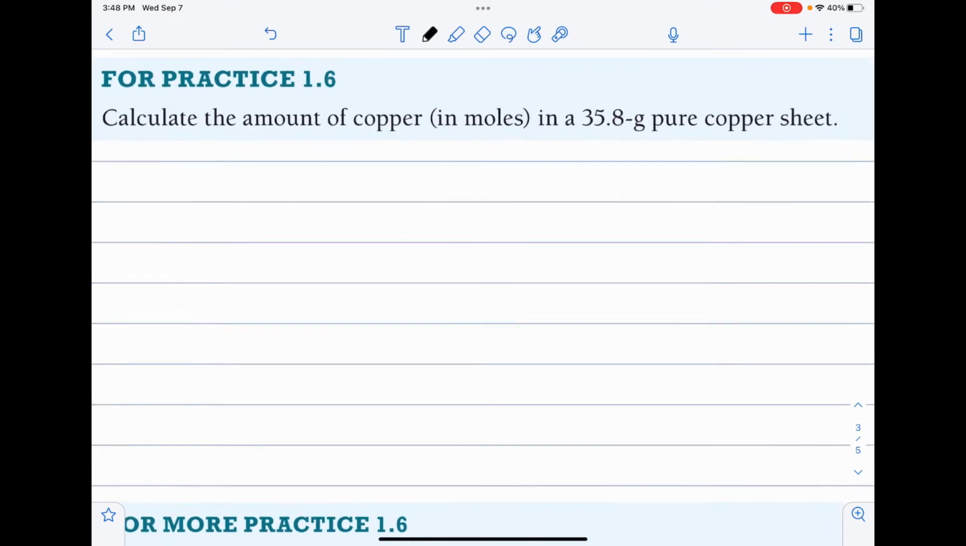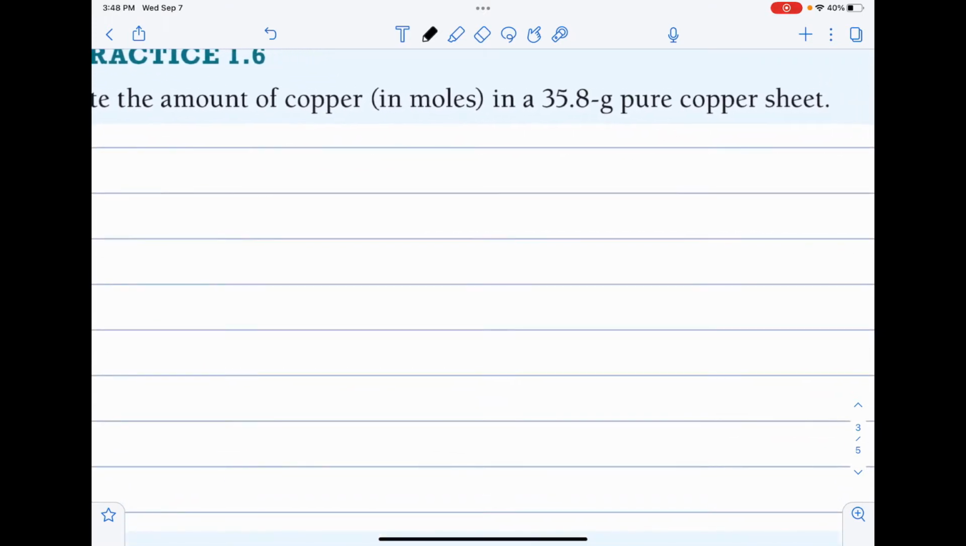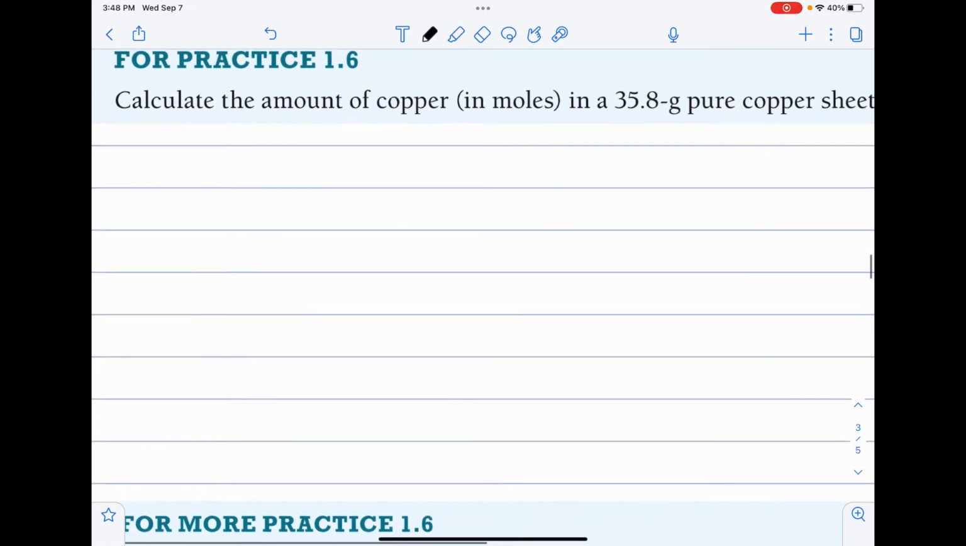This problem says calculate the amount of copper in moles in a 35.8 gram pure copper sheet. So we have grams and we want moles. So whatever we multiply or divide this number with, we want it to have moles in the unit, so we can have our answer be in units of moles. We also want grams in the unit because we want to cancel out grams. So what number would that be? It's the molar mass, because the molar mass has moles and mass in the unit.